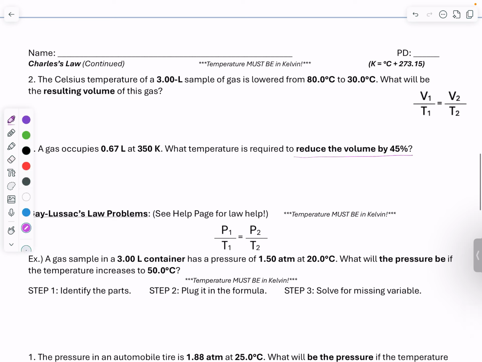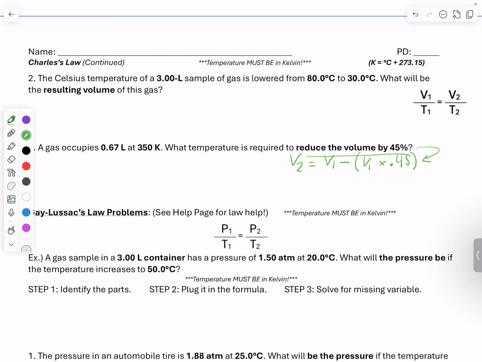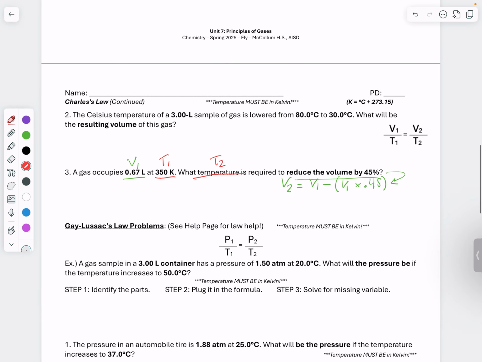Okay, so these are all very similar. This one's got to reduce the volume by 45%. So if you're trying to figure this out, my V2 is going to equal my V1 minus V1 times 0.45. Okay, so just be aware, this right here, that's that. And this right here is my V1. We got my T1. It's trying to find the new temperature. That's my T2. I should have bolded that one. I'm sorry there, guys. All right, so that's your Charles' Law.